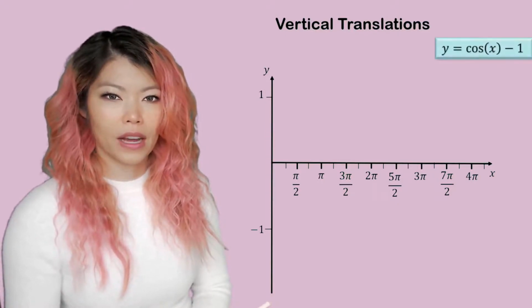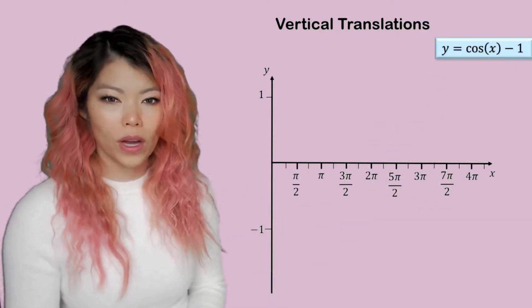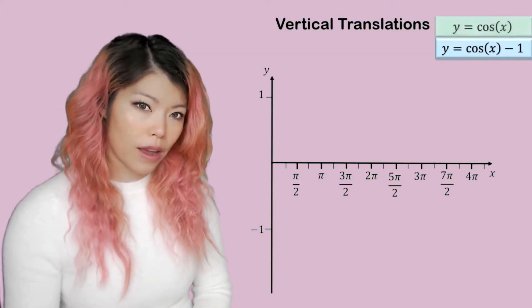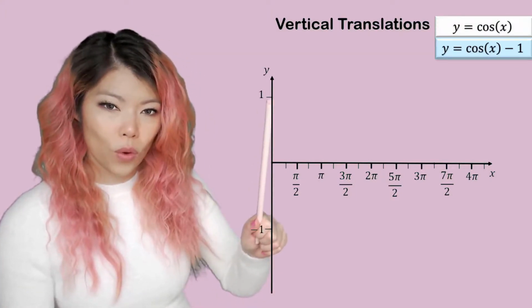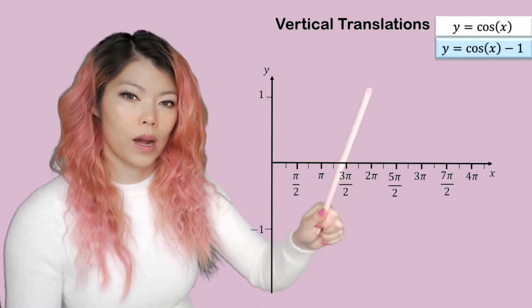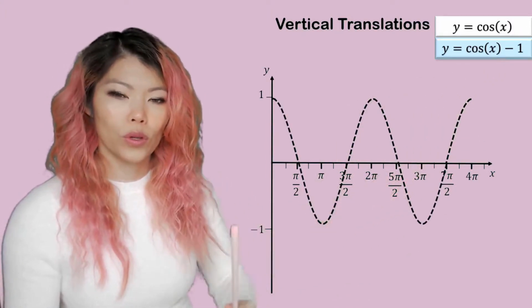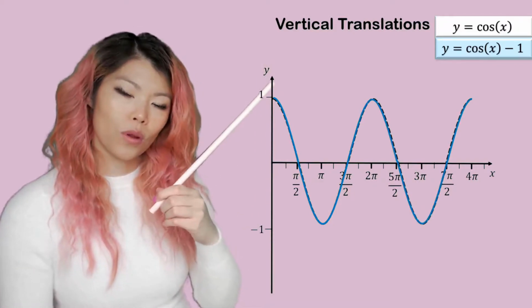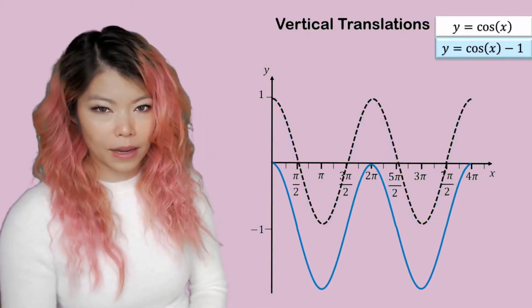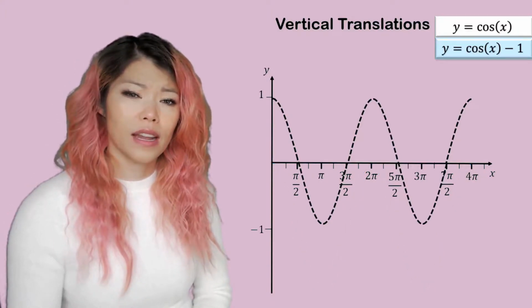So here we have y equals cos x minus 1. Let's draw the original graph of y equals cos x, where it starts at 1 and it repeats at 2 pi, so it ends up at 1 again, and so on. So what happens when we do minus 1? Minus 1 means we're moving the whole graph down by 1. But how do we sketch that by hand?